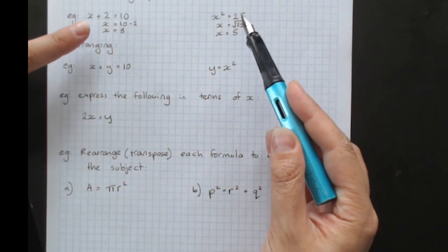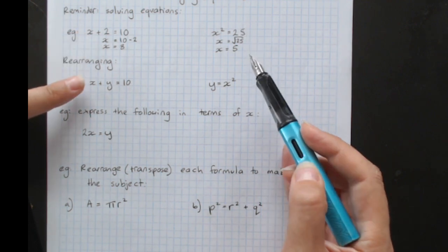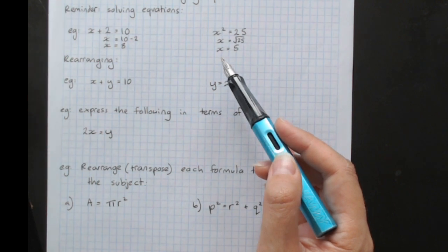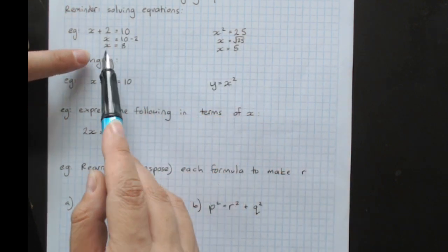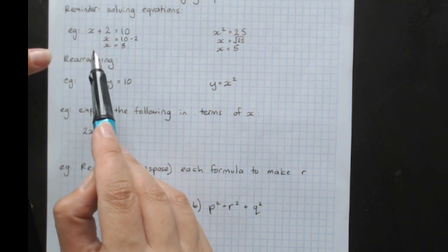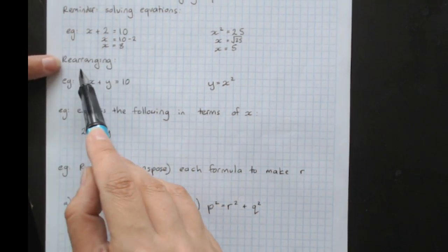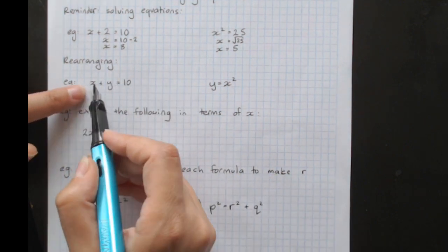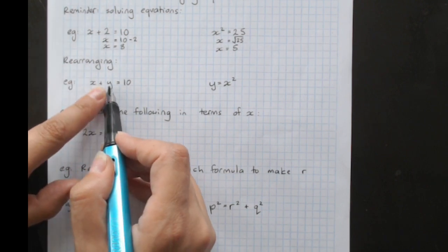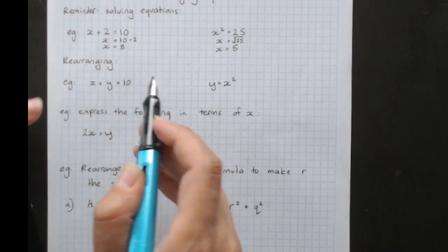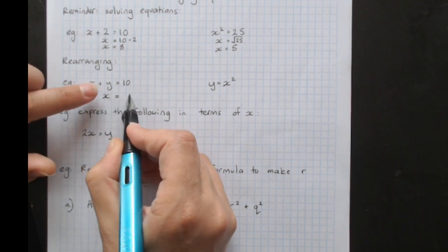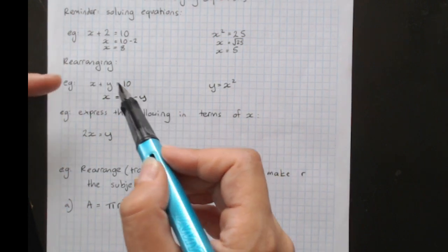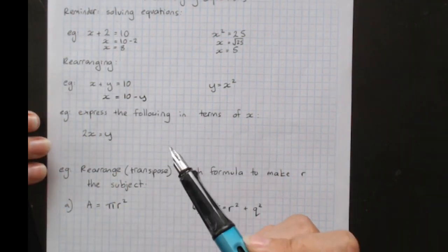And these actually look quite similar to these equations that I solved up here. We solve an equation or rearrange an equation in the same way. Solving equations is just getting x, or the letter that we want, as the subject on its own. Rearranging is just getting the letter that we want as the subject on its own. So to get x on its own, I've got to get rid of this plus y. So I subtract y from both sides, leaving me with x equals 10 minus y. I've rearranged that equation to be in terms of x, or x as the subject.